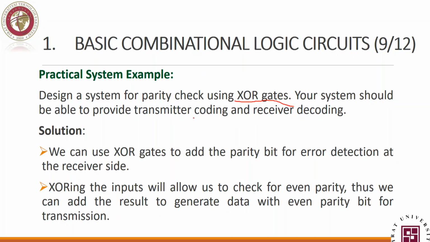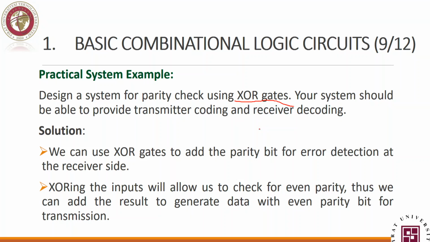Now, we will XOR all the bits that we have at the sender side. Then the final bit will be the parity bit. It depends on the total number of ones, whether it is even or odd. If we have five ones, the output will be one, then you will have six. If you have four ones, the output will be zero, because we have an even number of ones, and so on.